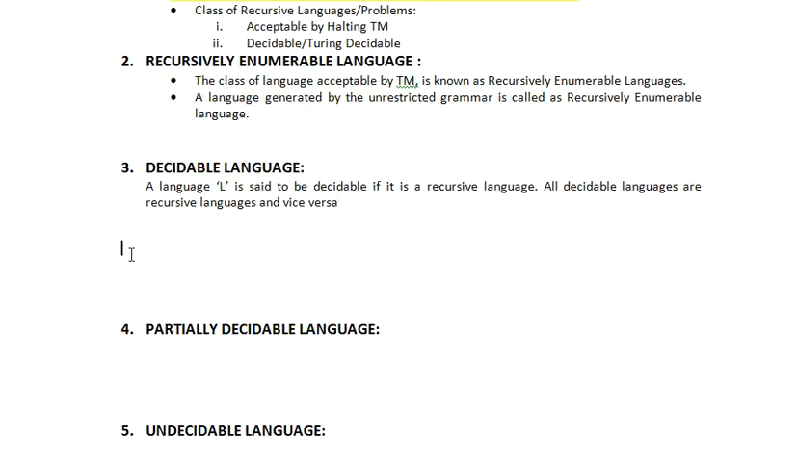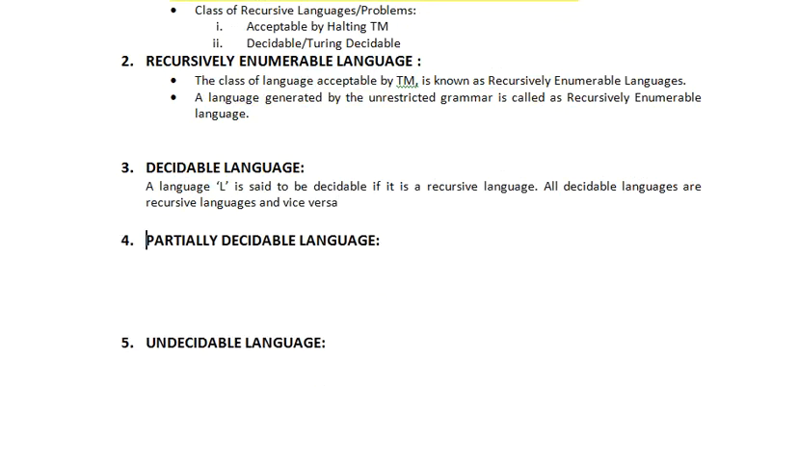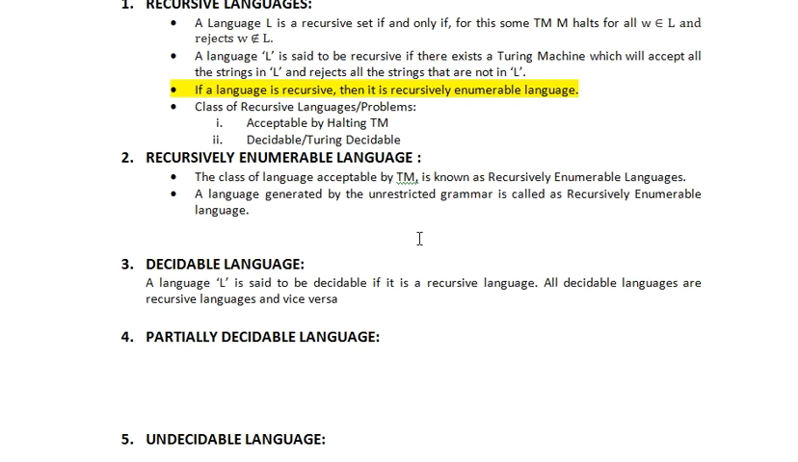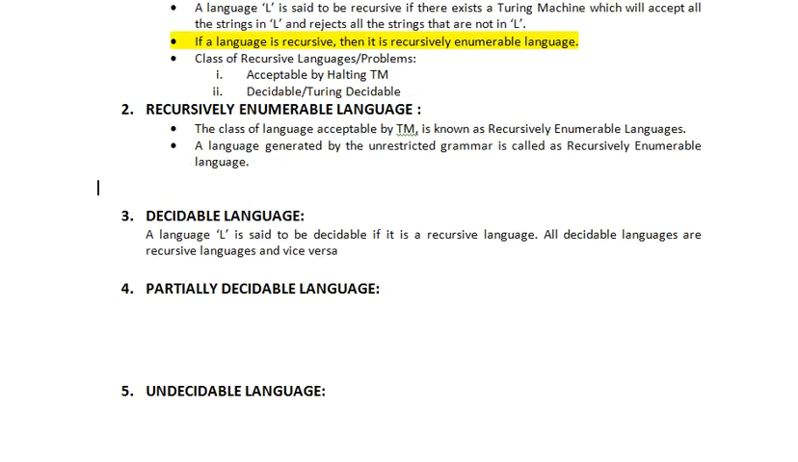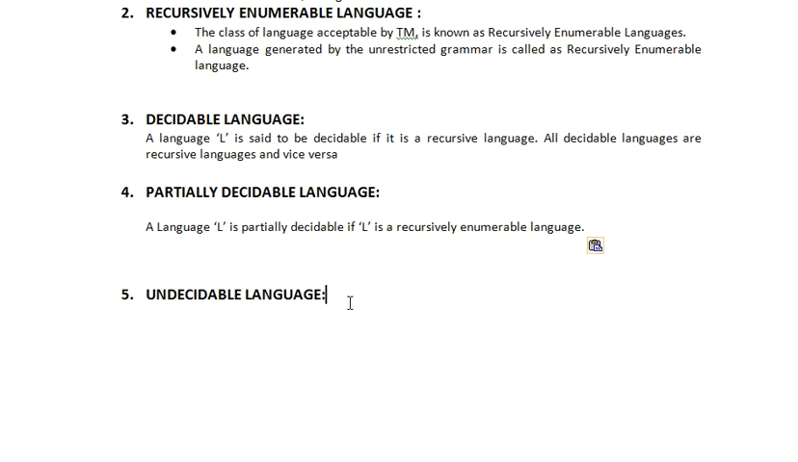Okay, coming to the next language, that is your partially decidable language. So what is meant by partially decidable language? A language L is said to be partially decidable. See, you can directly recommend what the name will be. If I say decidable, then it is a recursive language. If partially decidable, then it will be a recursively enumerable language. Correct? So I can note down the point: the language L is partially decidable if L is a recursively enumerable language. Clear?